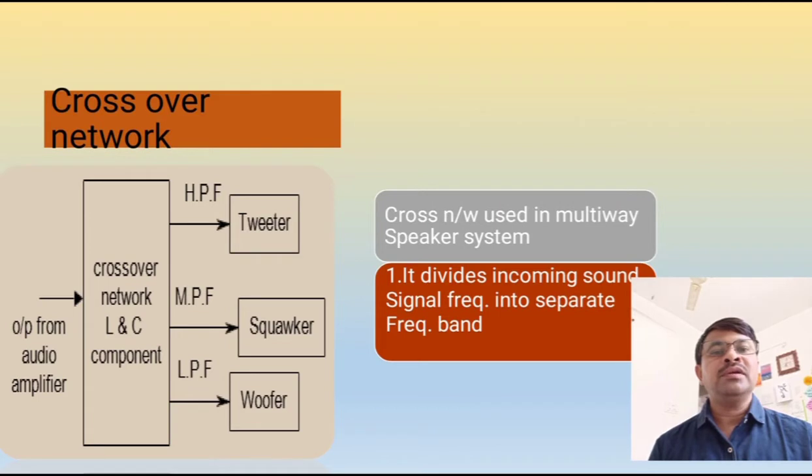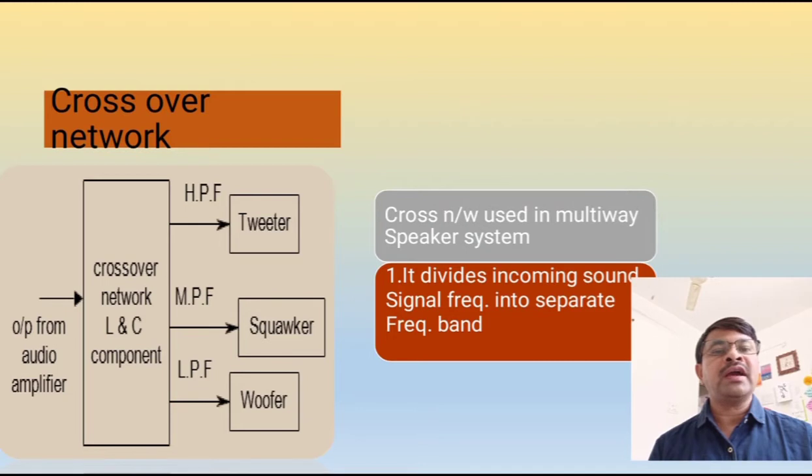It can be used between the amplifier and speaker unit. So crossover network consists of two important components. One will be the inductor and another will be the capacitor. Inductor and capacitor form the filter network. Maybe high pass filter, maybe medium pass filter, maybe low pass filter.